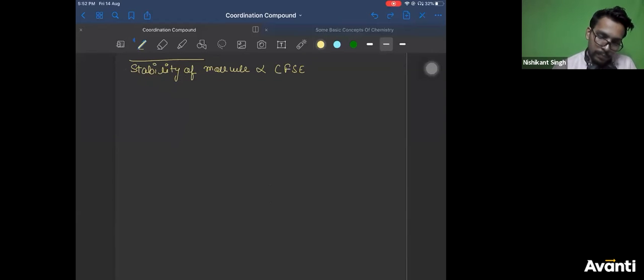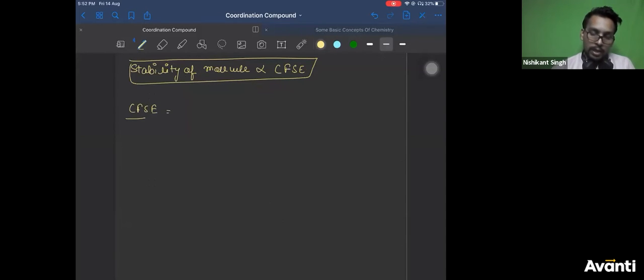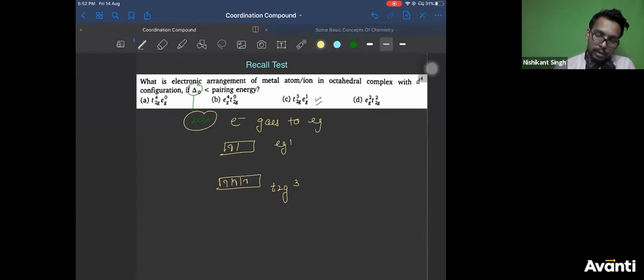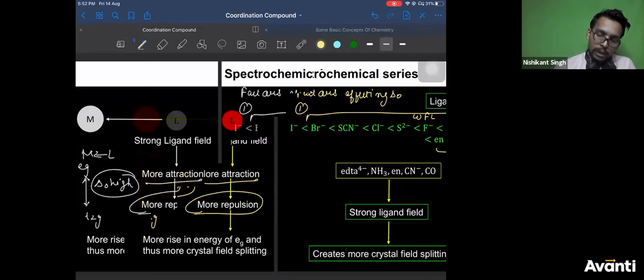Okay? This is a very important concept. Now let us see how to find it. So CFSE is given by, please understand this carefully, number of electrons in t2g into, see this carefully, number of electrons in t2g.